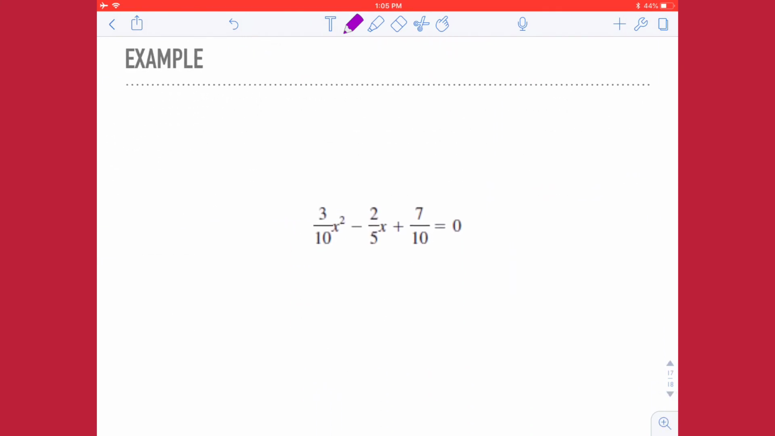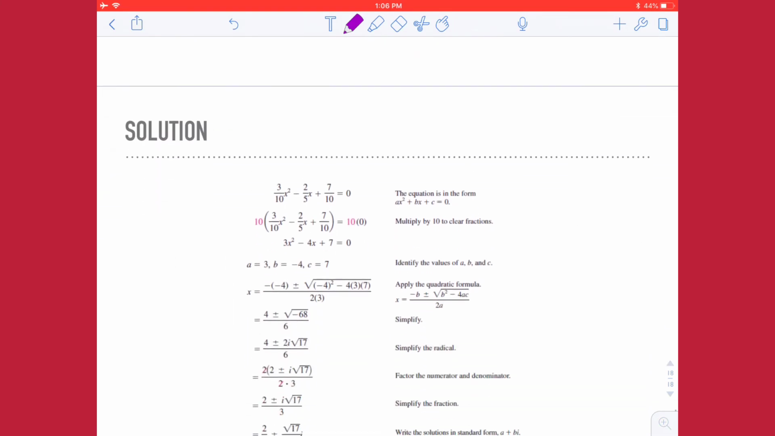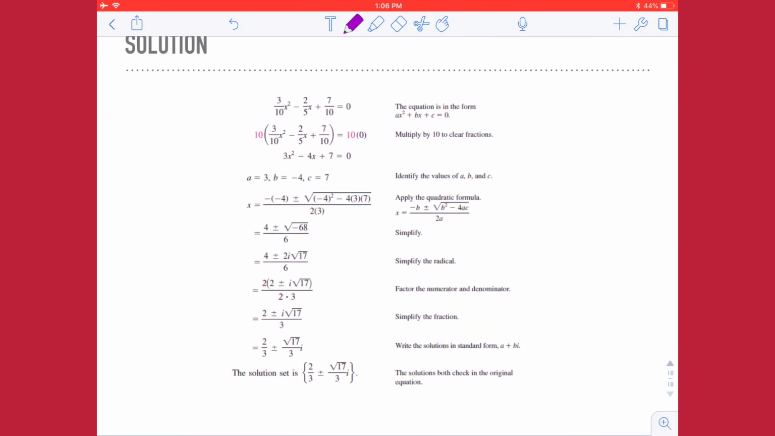I also want to make sure that you're thinking back on how to solve quadratics that may contain fractions. Remember that you're welcome to get rid of your fractions, so I encourage you to pause this video and try to solve. And I have also provided you with the solution. I started by eliminating my fractions first, and then I performed the quadratic formula.